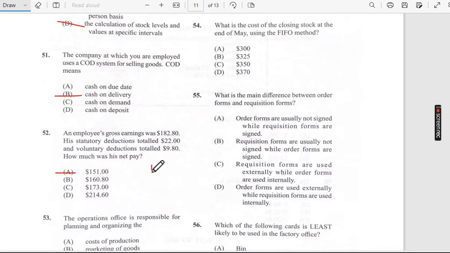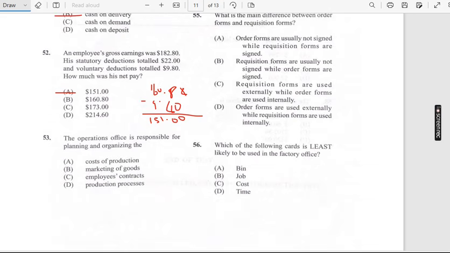So when I check it, guys, when I have 182 and I deduct 22, we get 160.80, so you guys could see. And if we have the 80 cents and we take away 9.80, we'd have 151.00. Alright, guys.